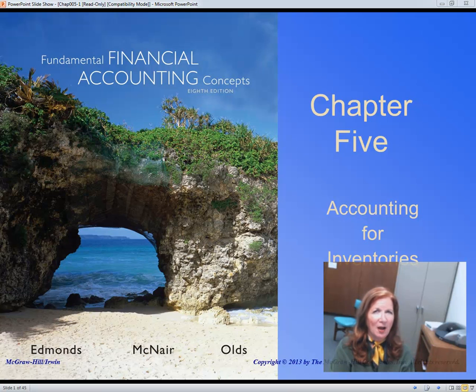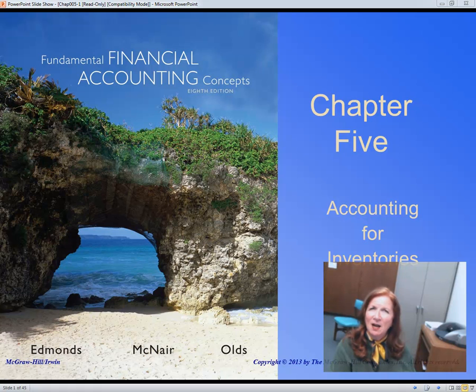Now in chapter 5 we're going to look at just one very small aspect of that retail merchandising operation. We're going to look at just how you account for the inventories themselves, just the goods that you bring in and you store and you sell, and then how you report those. So we're looking just at merchandise inventory.